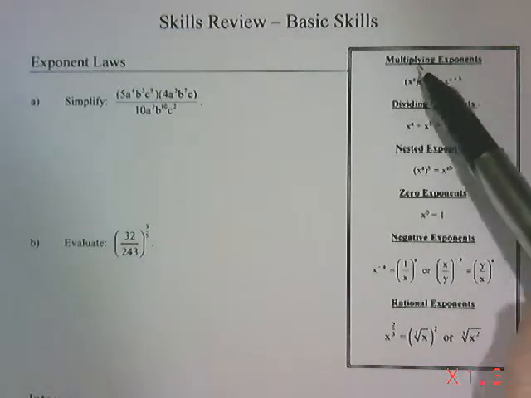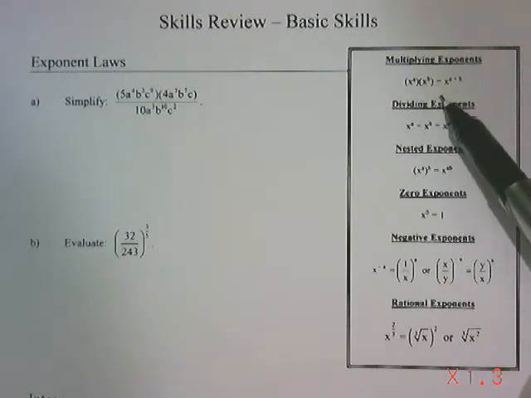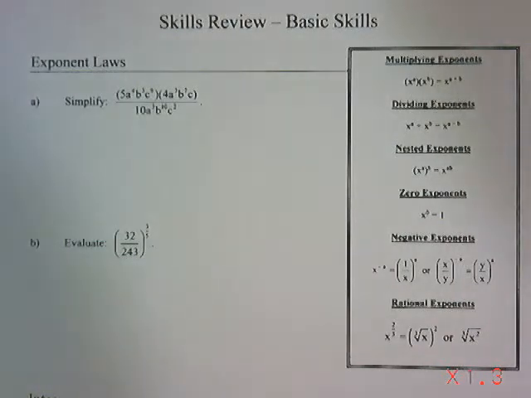The first one says that when you're multiplying exponents, if the base is the same, you add your exponents. When you're dividing exponents, if the bases are the same, then you subtract your exponents. Nested exponents, or power of a power, says that if you have an exponent with brackets and another exponent on top of that, you simply multiply.